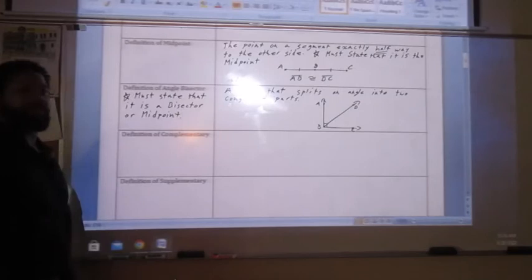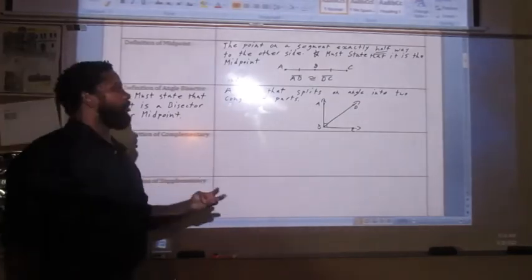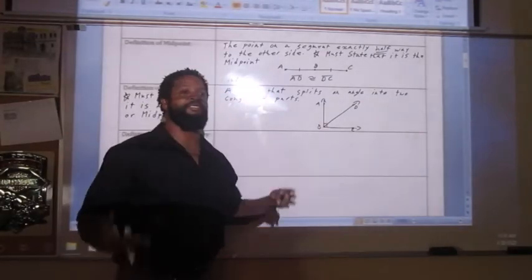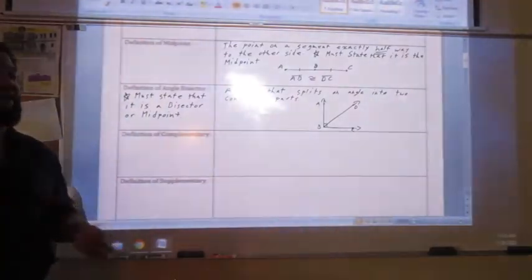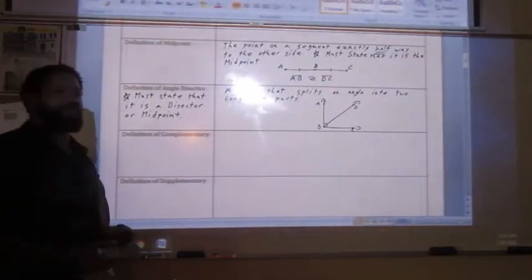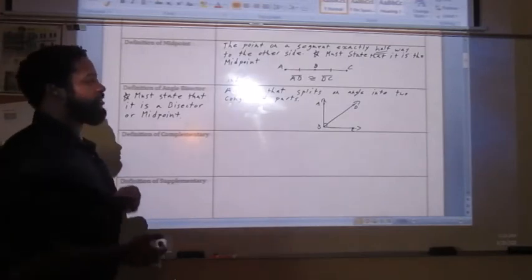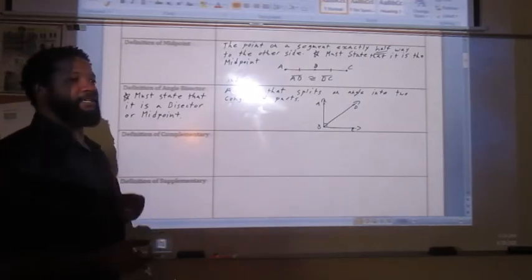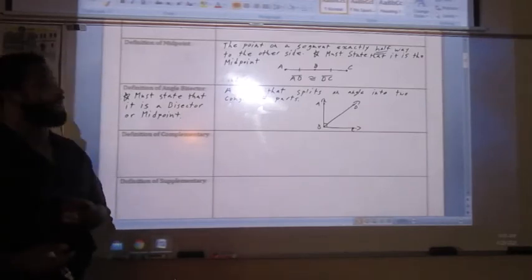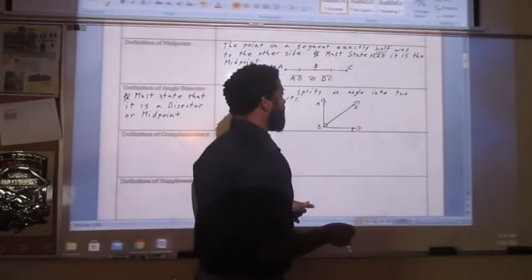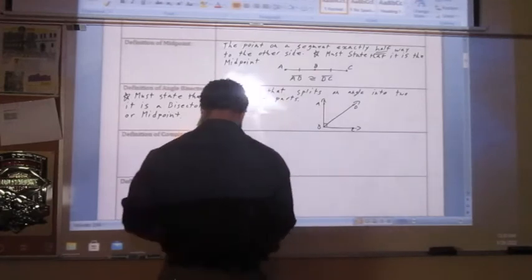Because sometimes it'll state that this is a midpoint, or these two segments bisect each other, which means they split each other in half. Stuff like that. You know what I'm saying? It will tell you. But if it does not tell you this, do not assume, okay? It must say that clearly.